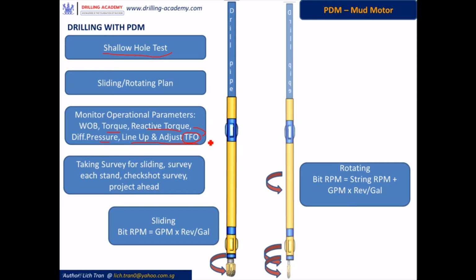You may have to pick up off bottom, line up the TFO, come down to bottom, and wait for the tool face orientation to update as a dot on the MWD LWD screen in the doghouse. So the data transmission rate plays a key role here. If it's fast enough, you get the update instantly. If it's too slow, then you may have to wait even half an hour or 45 minutes to get an update of the tool face orientation.